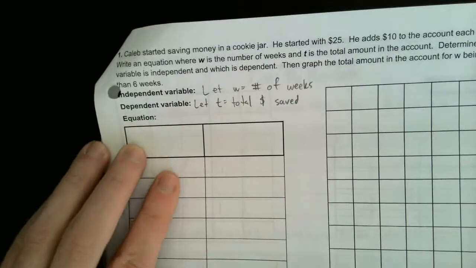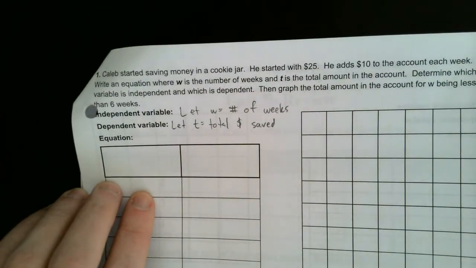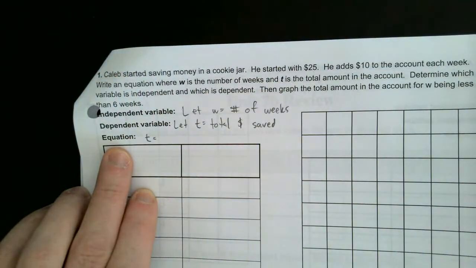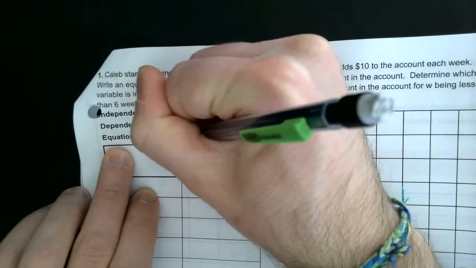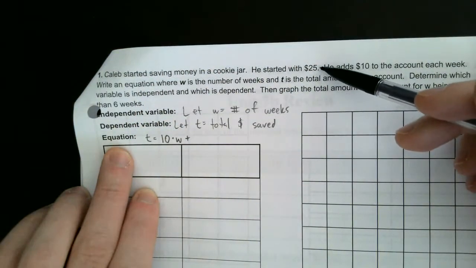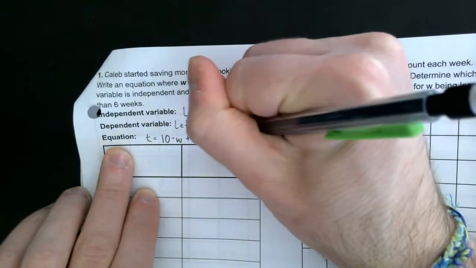Okie dokie. So the equation, it says he started with $25. He adds $10 per week. So we'll start with our dependent variable, which is T. It's our total. $10 per week would be $10 times W, right? Because he's getting $10 per week. Plus, he started with the $25. So plus 25.